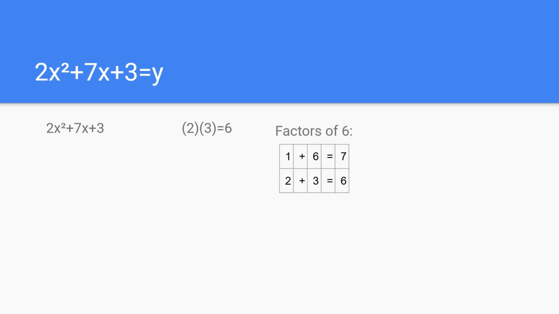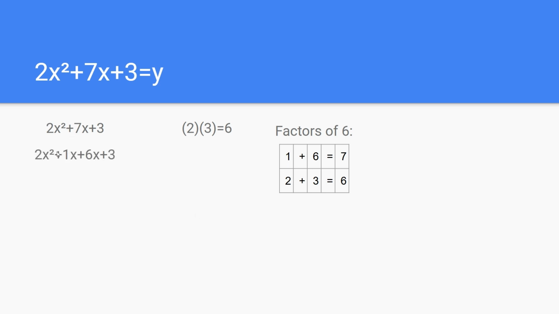Then we look at the factors of 6 and we find factors of 6 which add up to the middle term, which is b, right here. So we multiply these two numbers and then find the factors of those which add up to the middle number. So the factors of 6 are 1, 6, 2, 3. 2 plus 3 equals 5, but 1 plus 6 equals 7, which is what we want. Okay, so we want this factor pair.